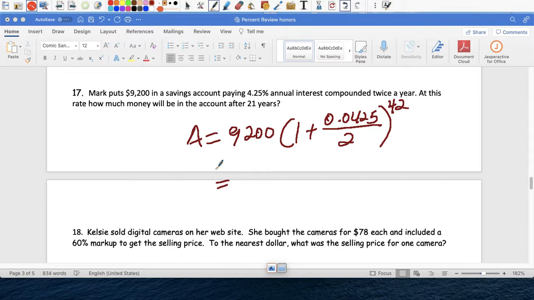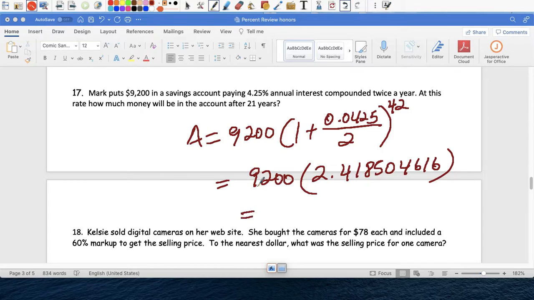0.0425 divided by 2, enter, plus 1, enter. Raise it to the 42nd power, enter. So everyone here should be looking at this number, 2.4185504616. Now you get to multiply those two, so times 9,200.